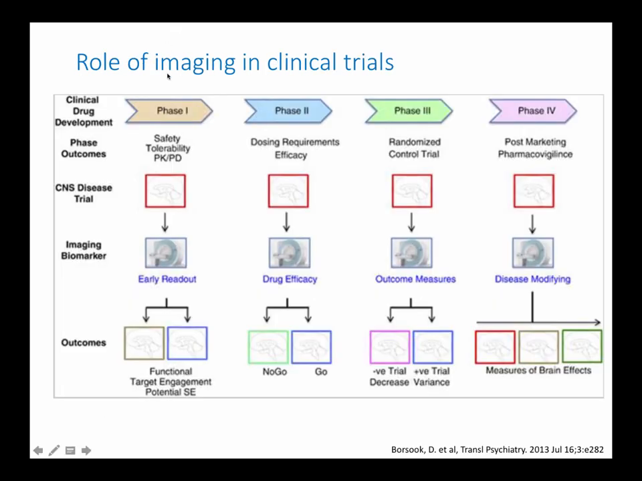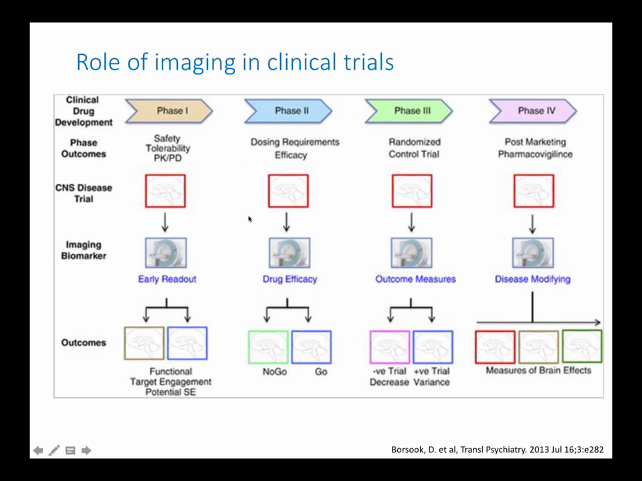So across each of the phases, just to be explicit, there are four or five different phases of a clinical trial. The first one basically looks at safety or tolerability. In terms of the use of imaging there, it's basically just looking at the pharmacodynamics of the drug.